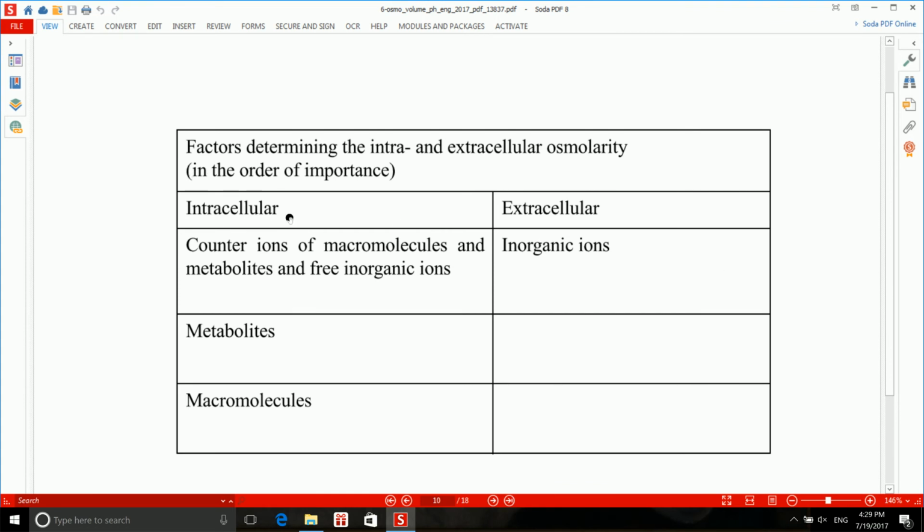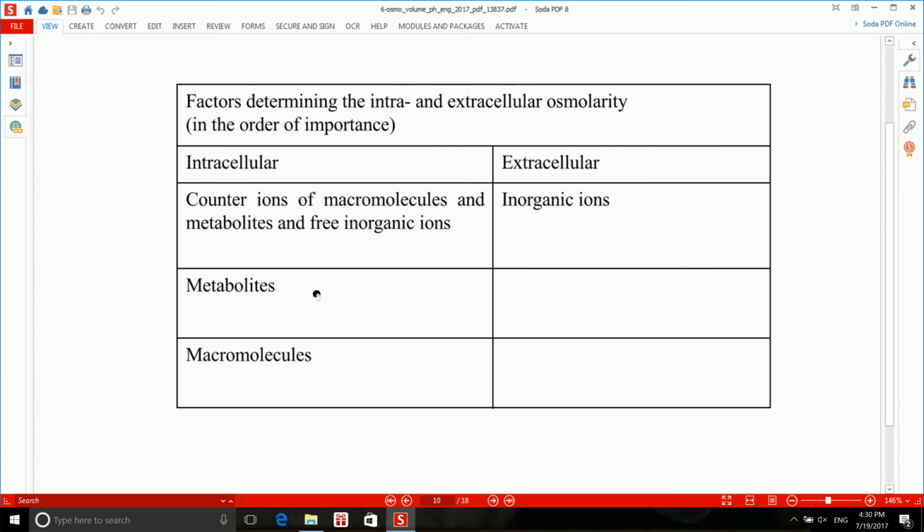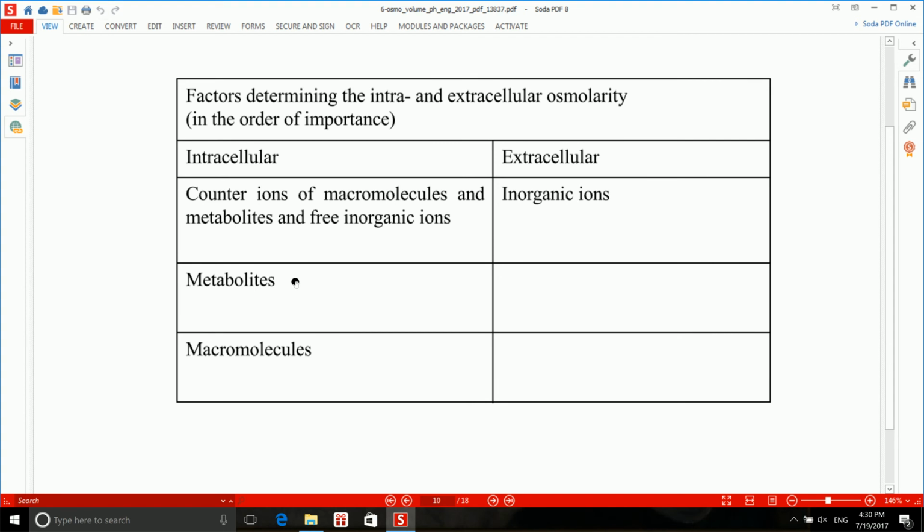That, as we mentioned, in organic ions, the change in concentration of inorganic ions in the cell or outside the cell can affect the osmolarity of the cell or of the medium in which the cell is. So here you can see factors determining the intra and extracellular osmolarity, and one of these factors is inorganic ions. There are other factors determining the osmolarity. The next important factor which we're going to talk about are metabolites.